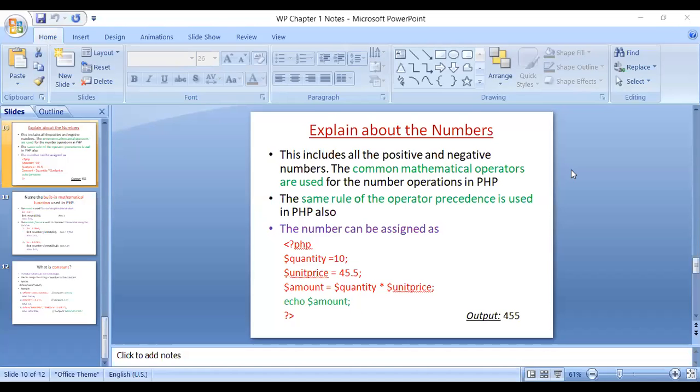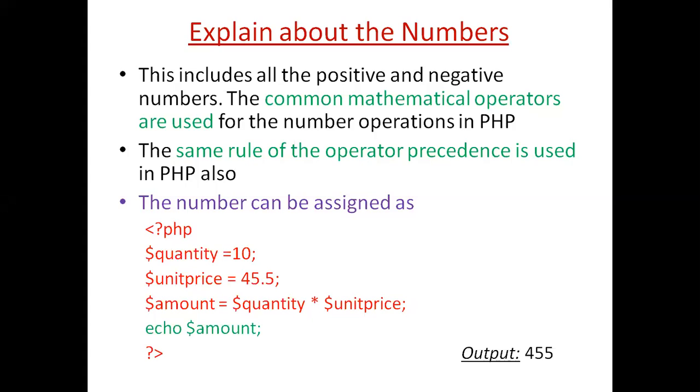Okay, this is the third part of the web programming, chapter 1. Explain about the numbers. In PHP, you can use both positive and negative numbers. Maybe 10 is positive, you can use negative also. Common mathematical operators are used.